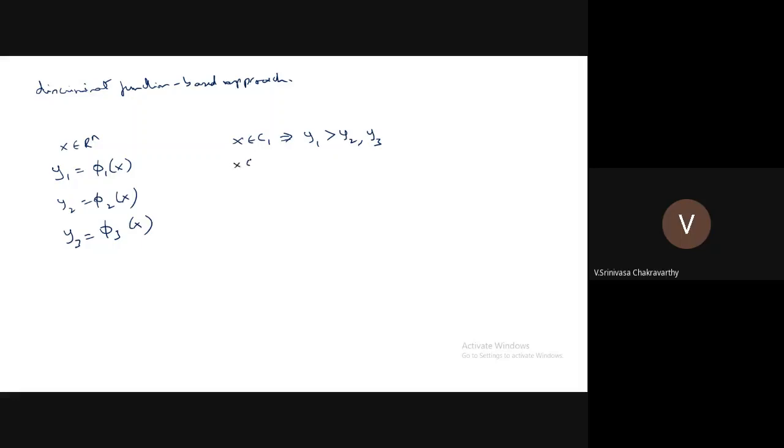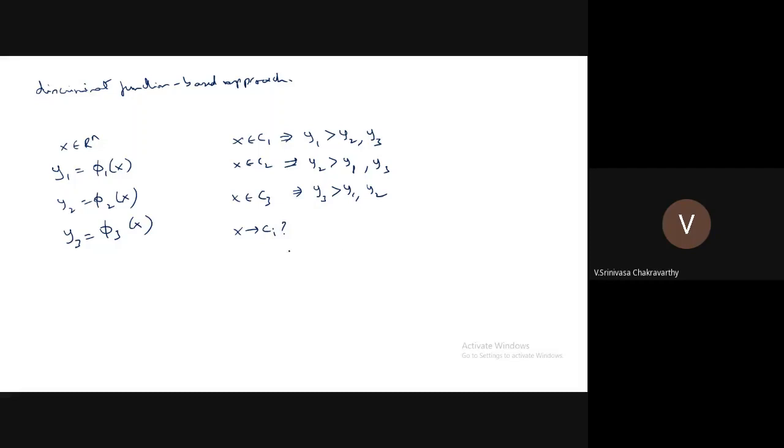So similarly, if x is in class 2, y2 should be greater than y1 and y3. Now you can guess class 3: y3 is greater than y1 and y2. So you want to define functions like this. And in terms of the functions, if you have an unknown point, so x is unknown, you need to find out what the class is.